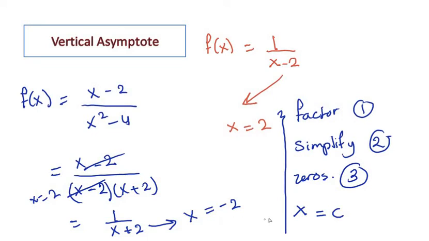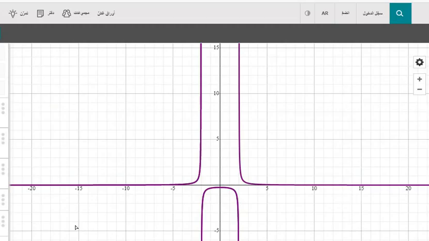We sometimes have more than one asymptote. For example, if I want to graph the function f of x equals 1 over x squared minus 4, I will have two asymptotes at x equals 2 and x equals negative 2 because they are both zeros of the denominator. We see here that we have two vertical asymptotes at x equals negative 2 and at x equals 2.